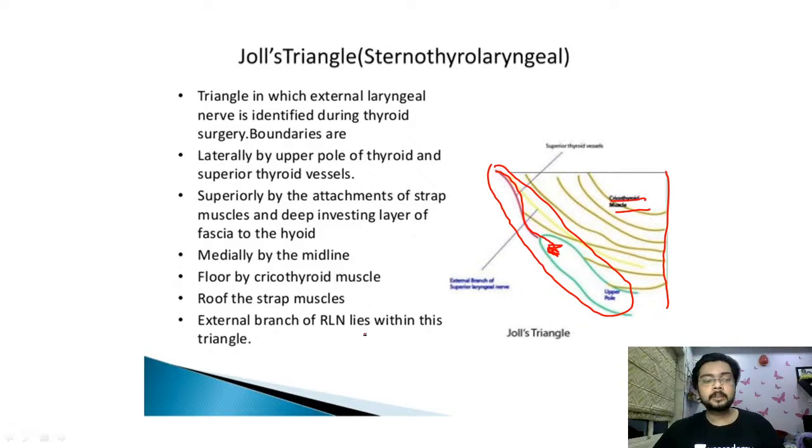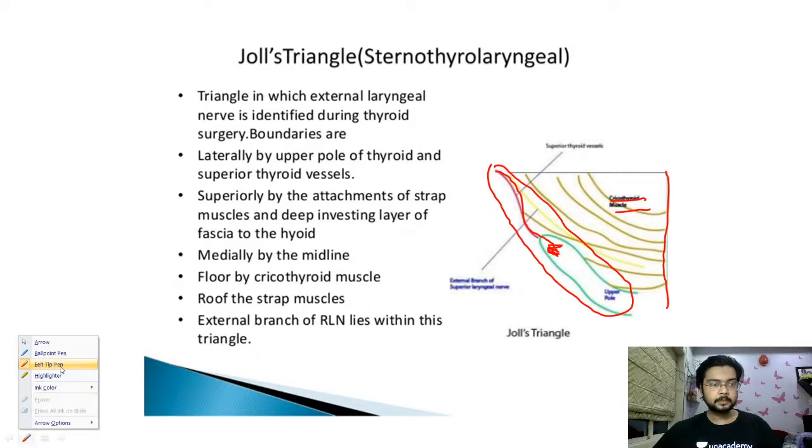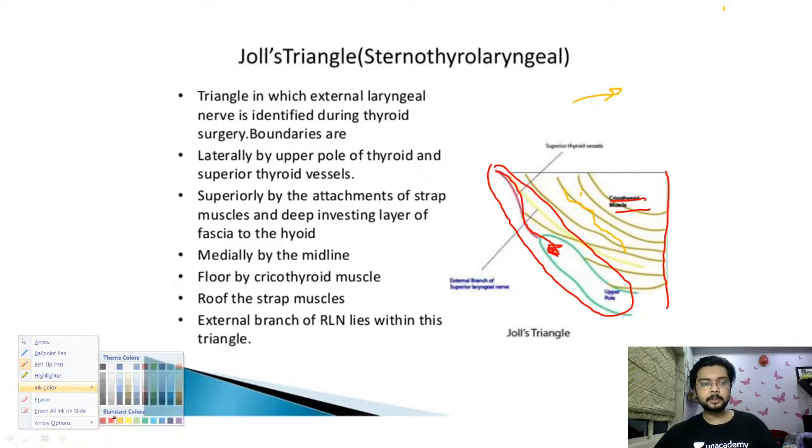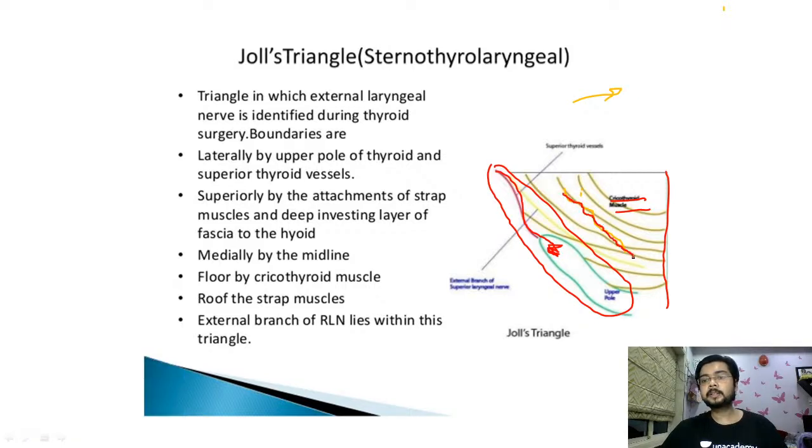Now the nerve, if you see, the color for nerve is yellow. So the nerve will be somewhere in the content of this triangle. This yellow color is not much visible, but the nerve will be somewhere in this triangle. So Joll's triangle is for the external branch of the superior laryngeal nerve.